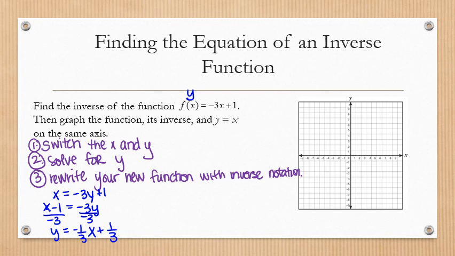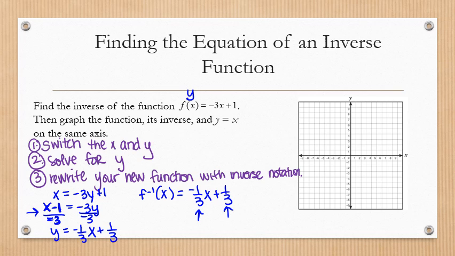Just to show where I got that, x divided by -3 is the same thing as -1/3x, and -1 divided by -3 is positive 1/3. So our inverse function is f inverse of x equals -1/3 x plus 1/3. Now you could have kept it written in this form, but the reason I changed it over here to being written as 2 terms is because I wanted to be able to graph this, and in order to graph it, I needed to know the slope and the y-intercept.